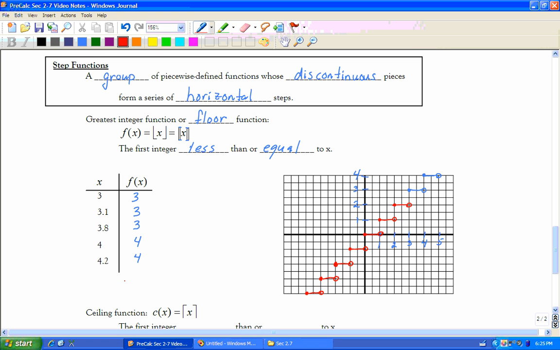Okay, so if we take a look at our graph, what would f of negative 2.7 equal? Well, that's the floor function, so we could write that this way. And if we look at our graph, here's negative 2, here's negative 3, so negative 2.7 would be approximately here. We go down to our graph and then go over to our y-axis, and we would see that that is at negative 3.